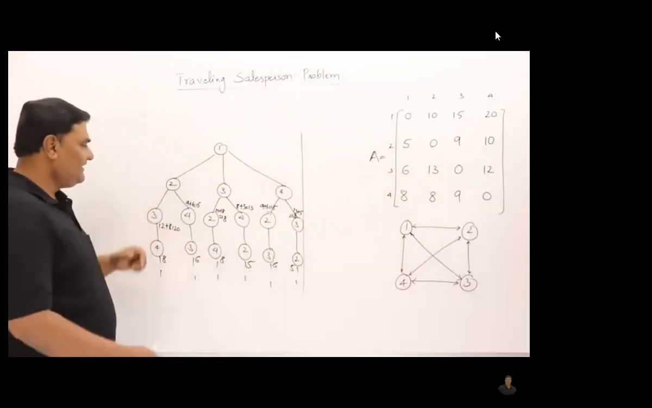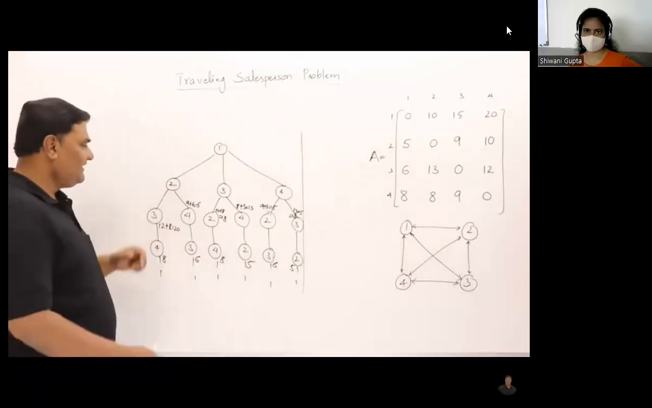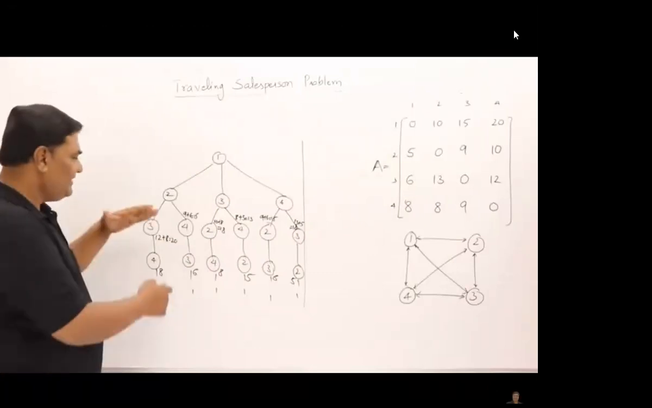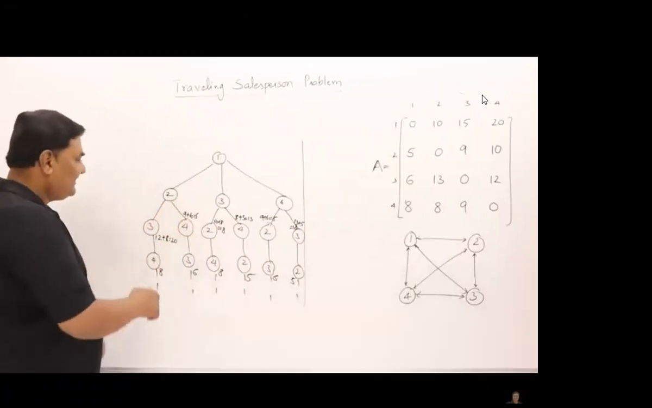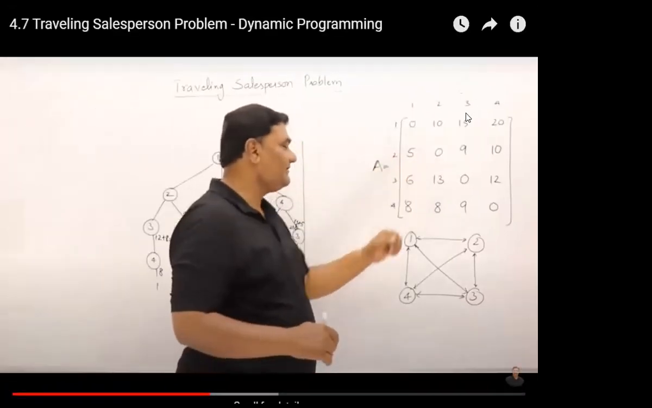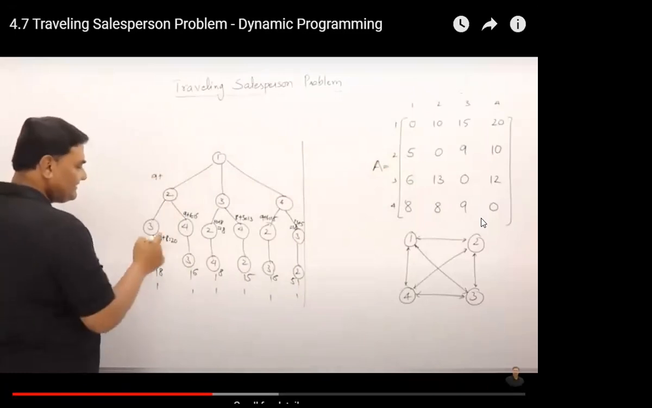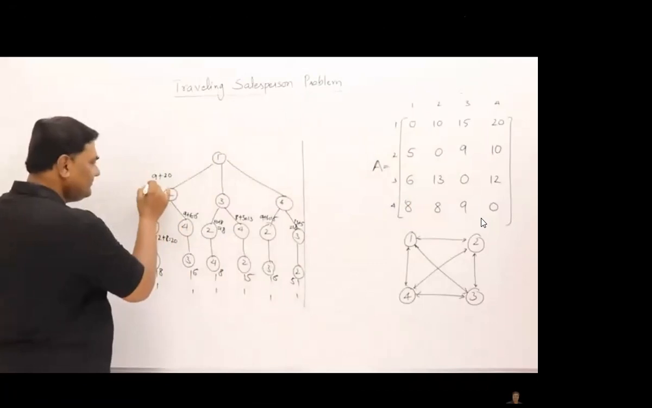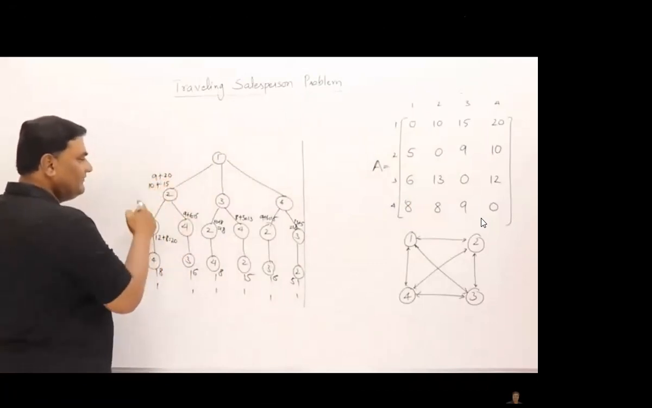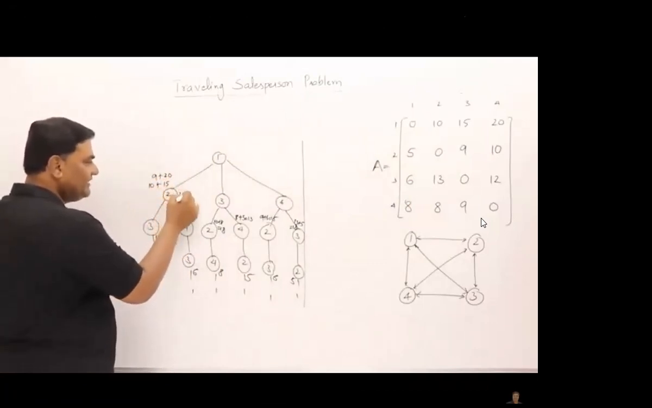Now let us go one more level up. Now he is on vertex 2. Then what are the remaining vertices? 3 and 4. So either he can go to 3 then 4, or he can go to 4 then 3. I have to take the minimum out of these two. So 2 to 3 is 9 plus 20, and 2 to 4 is 10 plus 15. Which gives the minimum result? 25. So this is 25.